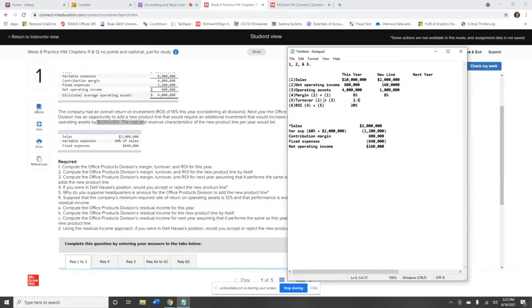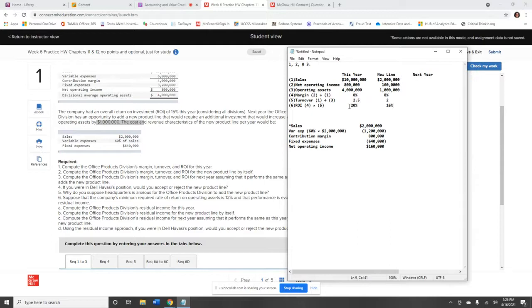And our turnover, which is sales divided by operating assets, 2 million divided by 1 million is 2. All right, so I can already tell by looking at this that that's going to be a smaller number, right? 8 times 2 is smaller than 8 times 2.5. And in fact, 8 times 2 is 16. Right, so the ROI for the new line by itself is 16%.